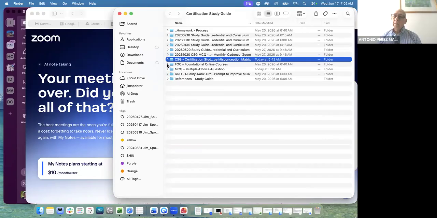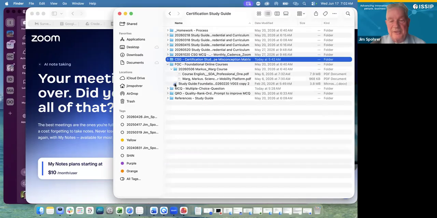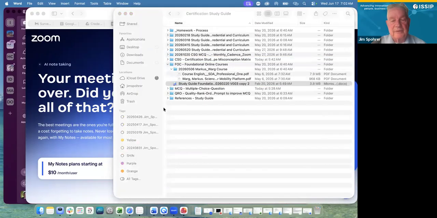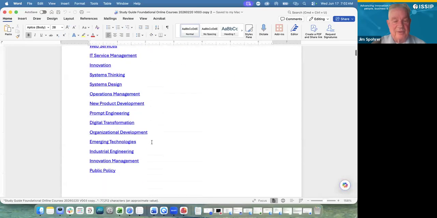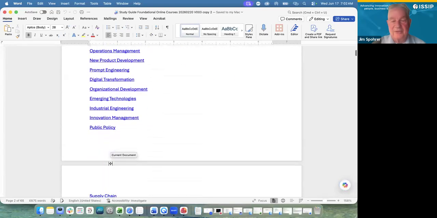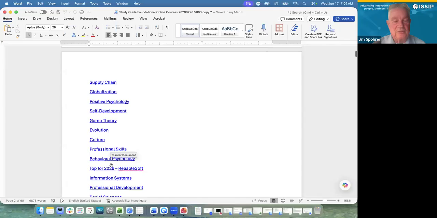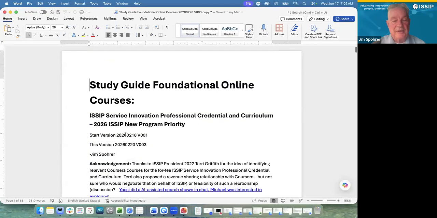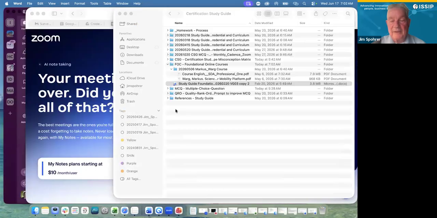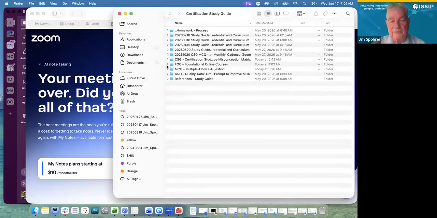First of all, we did create a foundational document that had an enormous number of Coursera courses on different topics that are relevant to the ISSIP credential. So that's a piece of work that we've started, at least. That's really good.